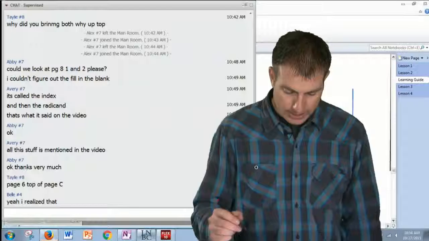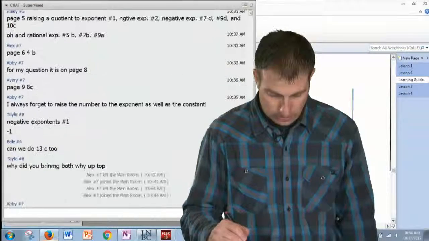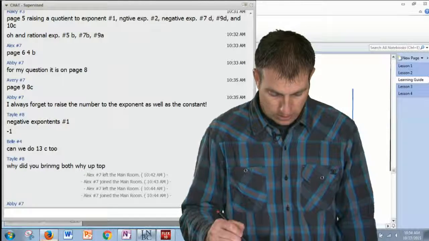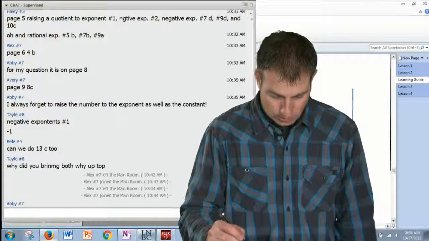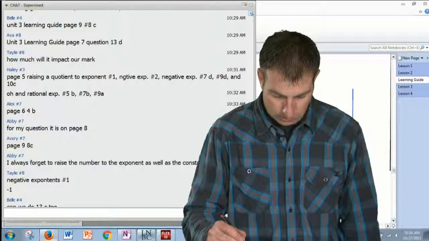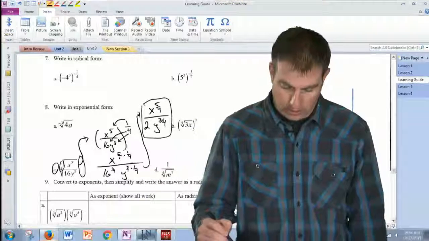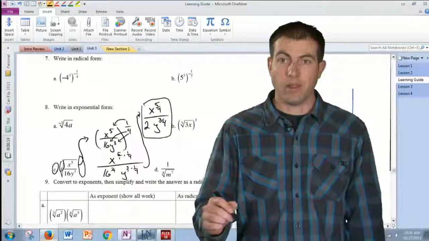Page 9, 999. 98C, 13C, got negative exponents, 9D, and got page 7, 9, 8C. They didn't simplify it. Perfect.